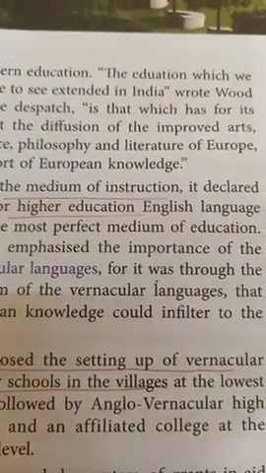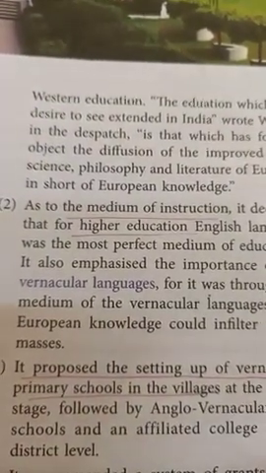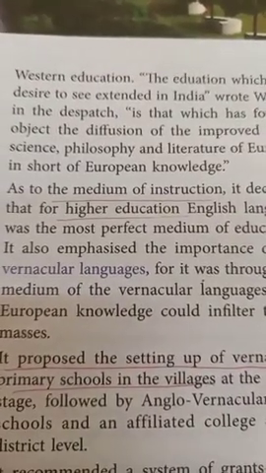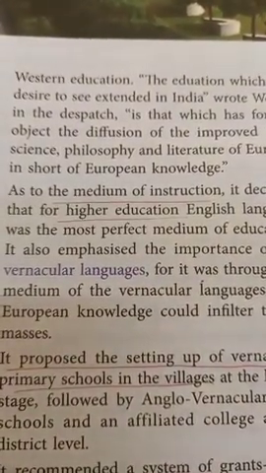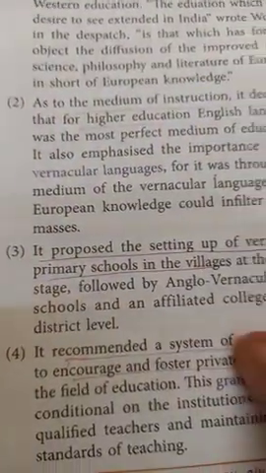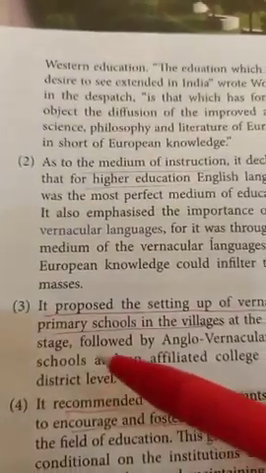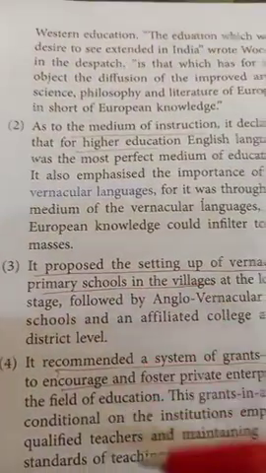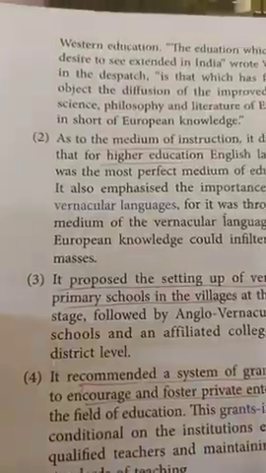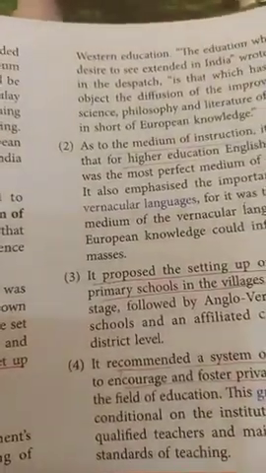It also emphasized the importance of the vernacular languages, that means local languages, so that students could learn the local language as well as the English medium, and so they could converse and translate. It proposed the setting up of vernacular primary schools in the villages at the lowest stage. So that was Wood's dispatch plan. And fourth, it recommended a system of grants-in-aid, that aid would be given by the government to certain schools and private enterprises. So that was a great step taken by the British.